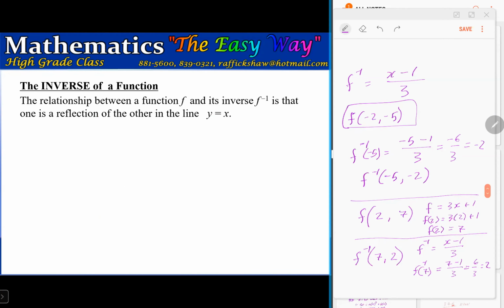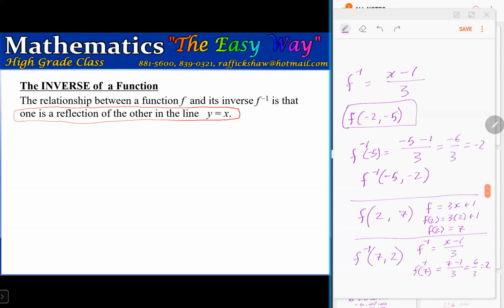Let's talk about the relationship. It's something that they ask in CSEC all the time. What is the relationship between a function and its inverse? And you have to remember, it's something simple. First time I'm introducing this now. The answer is that they are reflections in the line y equals x. The relationship between a function and its inverse is that one is a reflection of the other in the line y equals x.